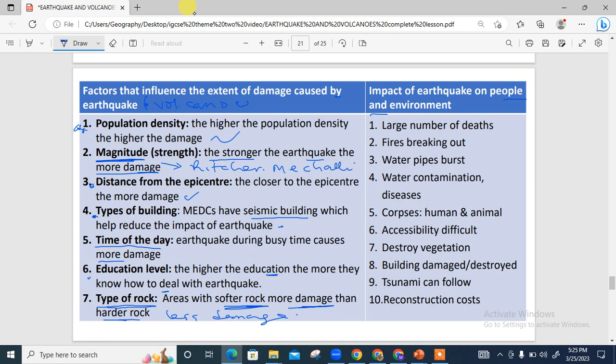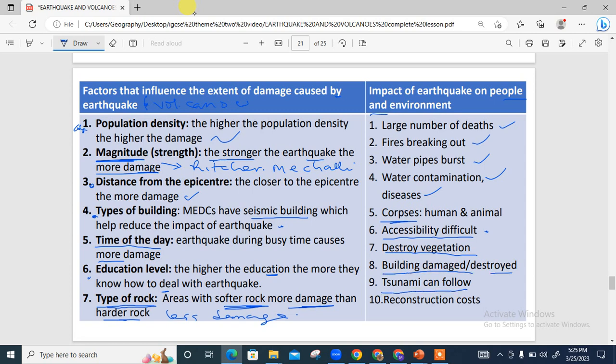So it causes death of people and animals. Earthquakes can lead to fire outbreaks if they burst through gas pipes. Water pipes can burst, making water contaminated, leading to waterborne diseases. Crops, humans and animals will be spread across that landscape, and accessibility becomes very difficult because it will be difficult for you to drive within that area because the crust has been distorted. Then vegetation is destroyed, buildings damaged and destroyed.